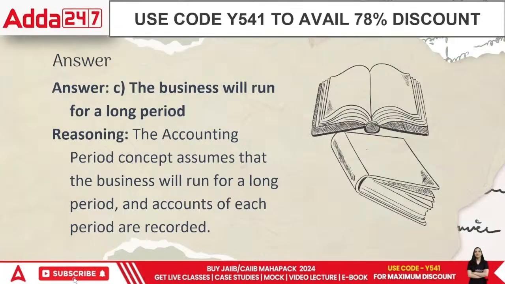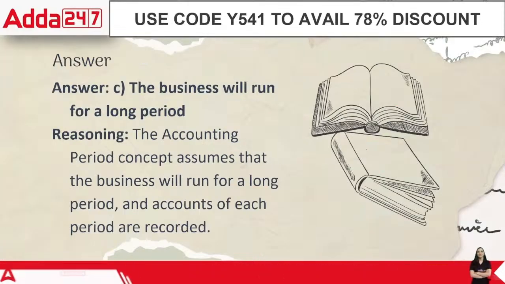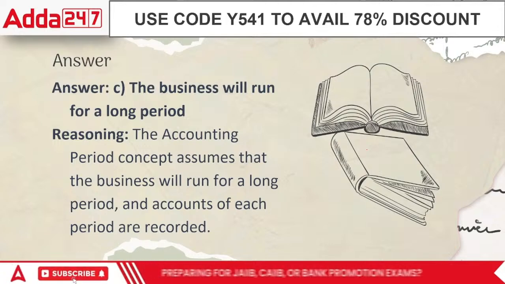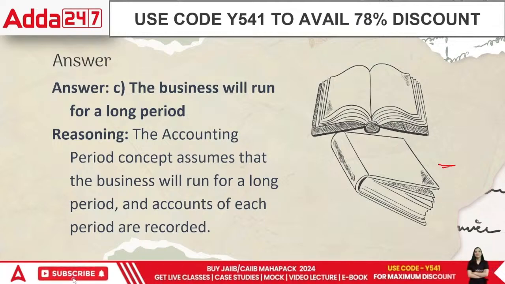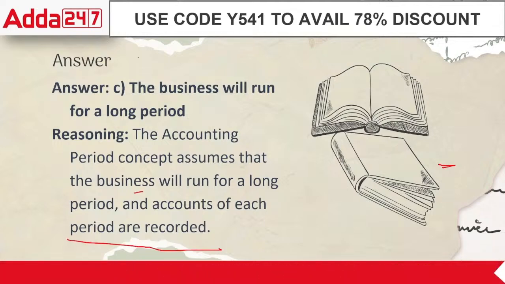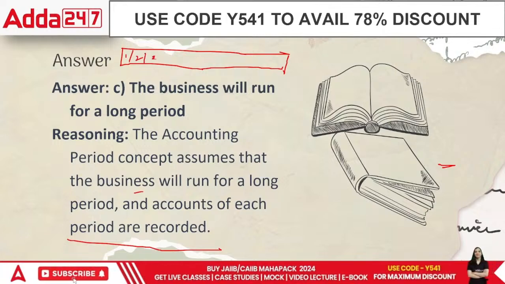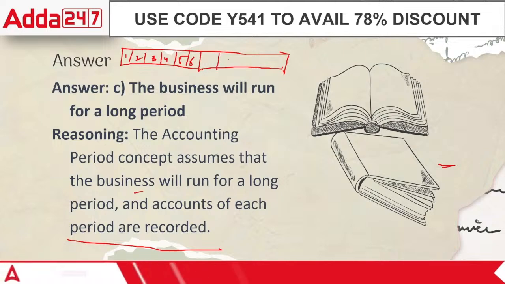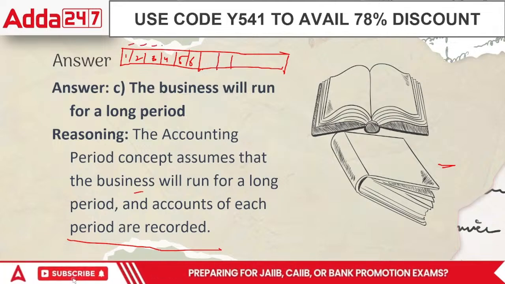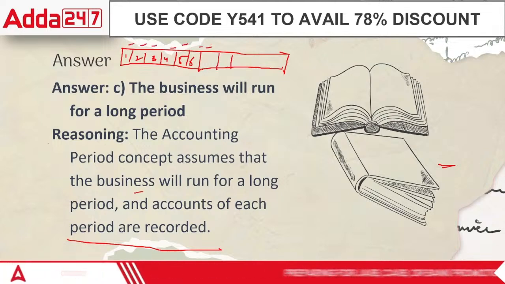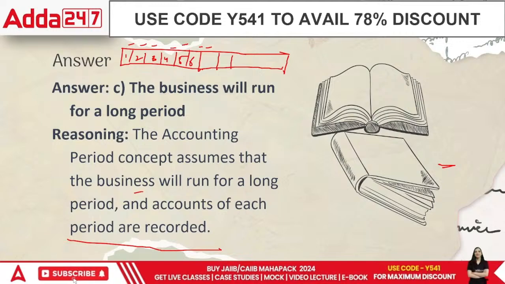The point is that the business will run for a long period. Reasoning: the accounting period concept assumes that the business will run for a long period and accounts of each period are recorded. Basically, what we do is we divide the entire life of the organization into separate years: year 1, 2, 3, 4, 5, 6. All these years are defined, and in every single year you receive a certain amount of money. That is what we cover in this area.